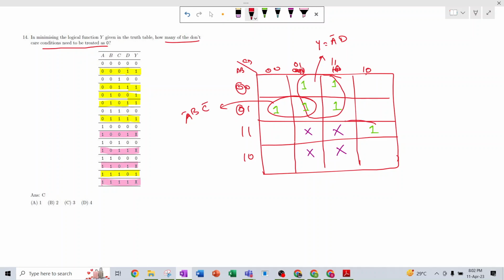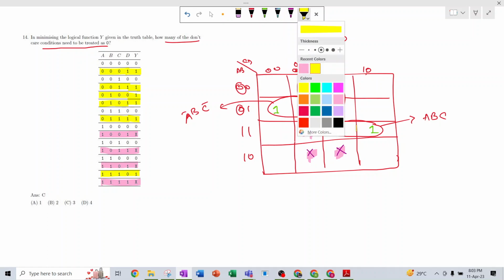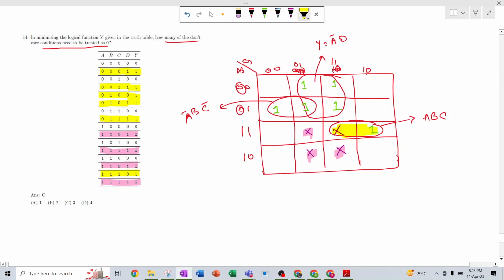But to form a group, the don't care terms we need to take. So from here we get a b, and then here it will be c. The remaining 3 don't care terms we should not consider, so they can be considered as 0. So this and this should be considered as 0, but these don't care terms we need to include to make a group. So the correct answer will be: out of the 4 don't care conditions, 3 need to be treated as 0. So the answer will be option C.